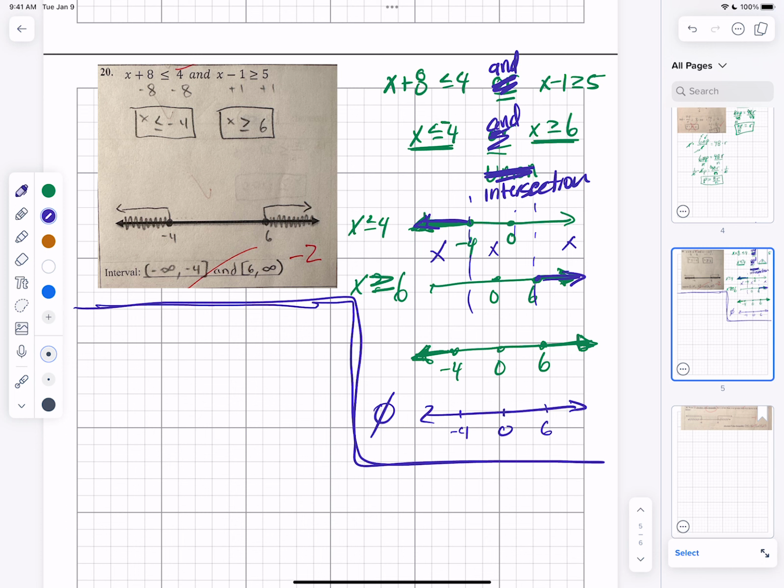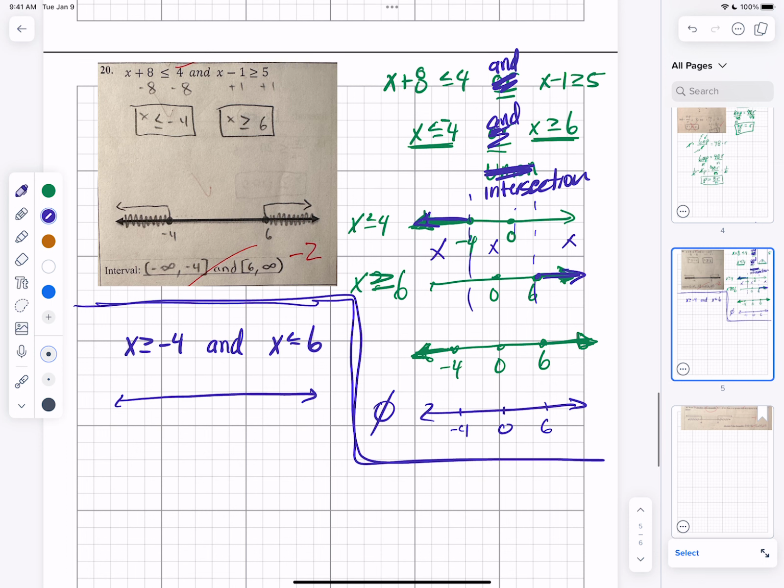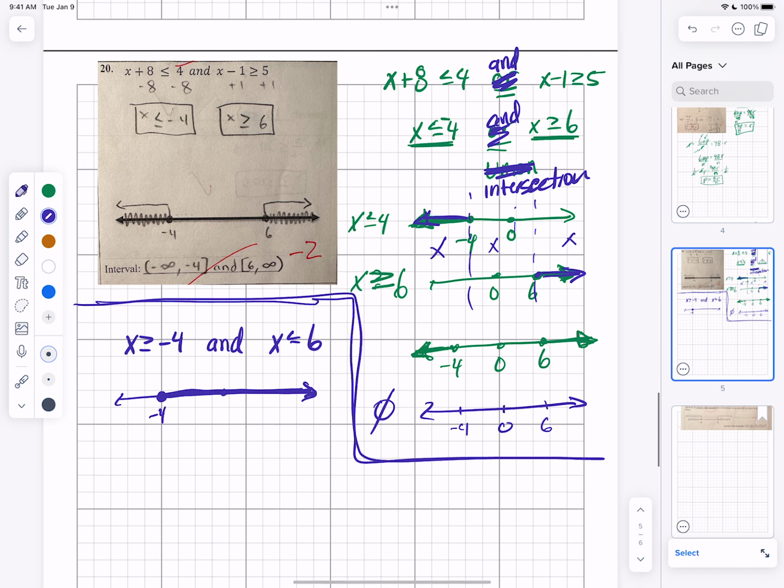So let's just pretend we had this. Let's say x is greater than or equal to negative 4 and x is less than or equal to 6. So here I would have this graph. X is greater than or equal to negative 4. Here's 0 and here's 6. And here I would have x is less than 6.